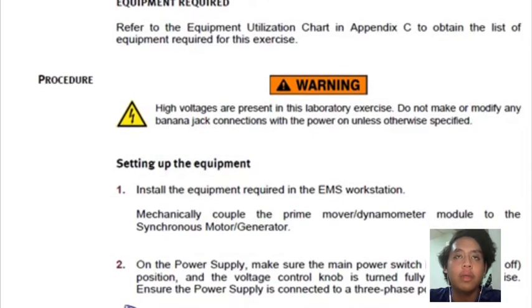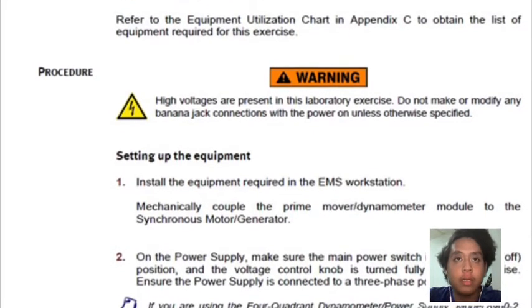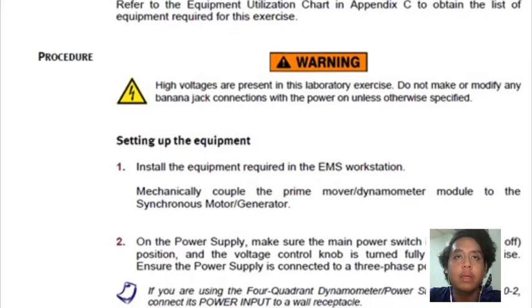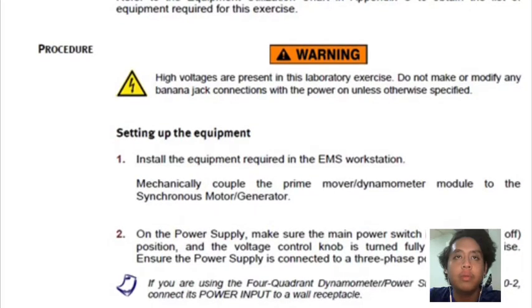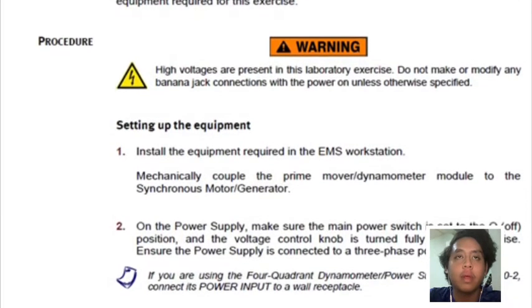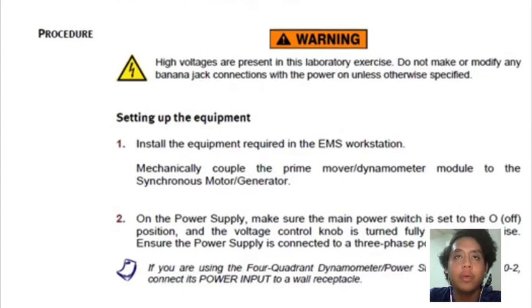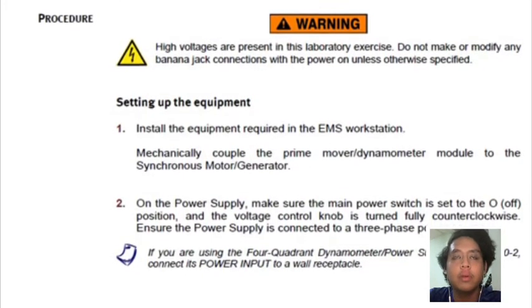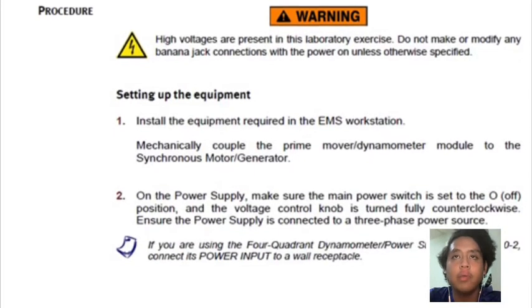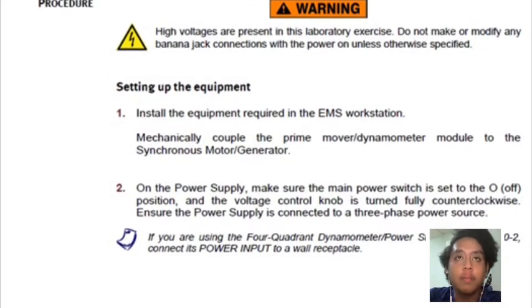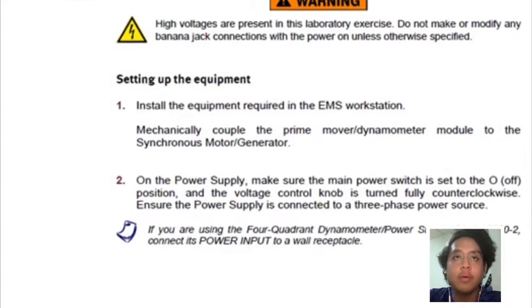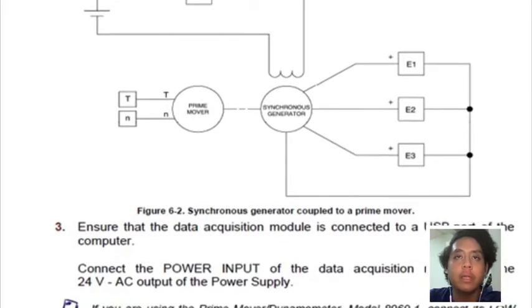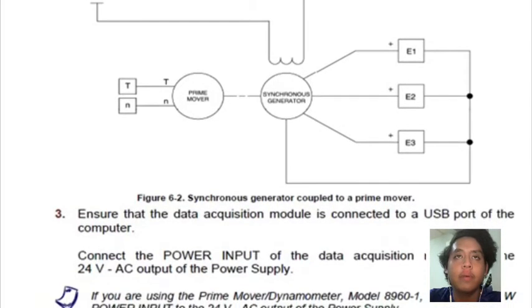First, setting up the equipment. After that, install the equipment required in the EMS workstation. Mechanically couple the prime mover module to the synchronous motor. After that, on the power supply, make sure the main power switch is set to the 0 off position and the voltage control knob is turned fully counterclockwise. Ensure the power supply is connected to a 3-phase power source. Okay, this is figure 6.2, the synchronous generator coupled to a prime mover.